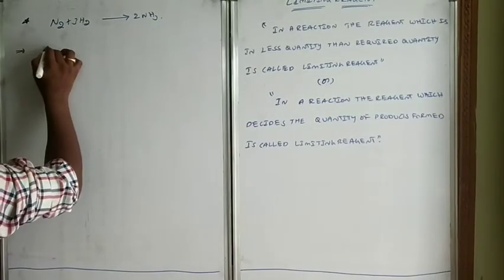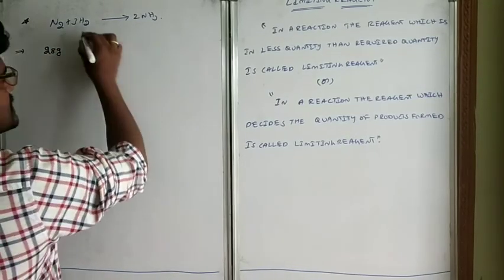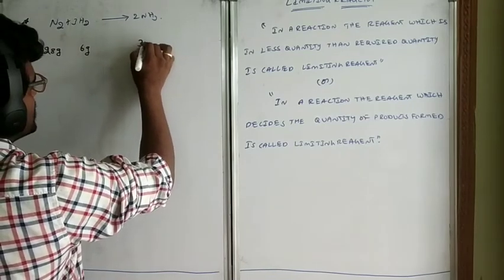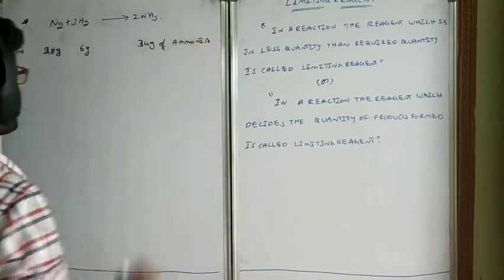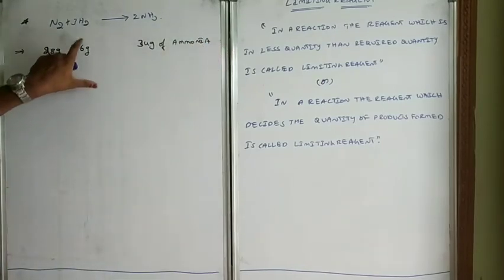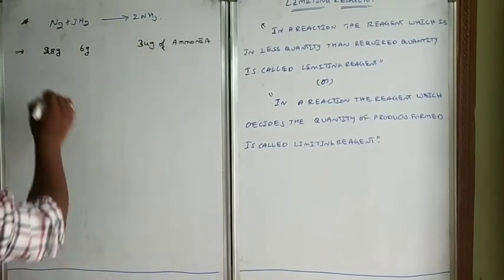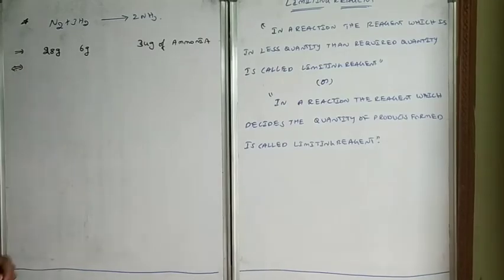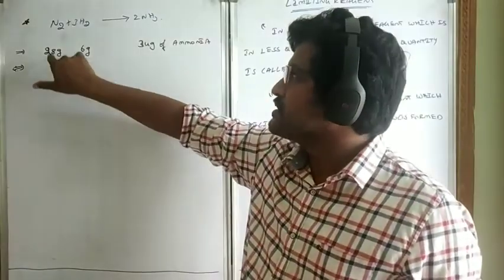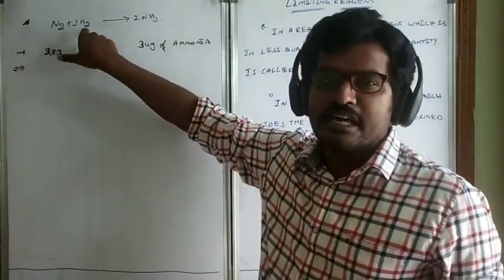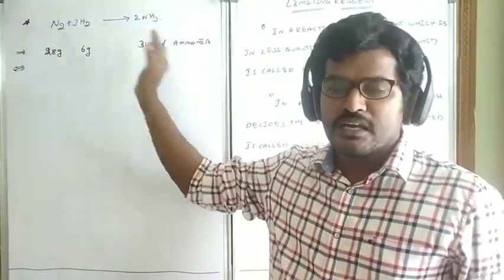According to the stoichiometric equation, 28 grams of nitrogen reacts with 6 grams of hydrogen to produce 34 grams of ammonia. That is the stoichiometric equation. Whenever they react in this ratio, 1 mole of nitrogen reacts with 3 moles of hydrogen to produce 2 moles of ammonia. So that is the reaction.